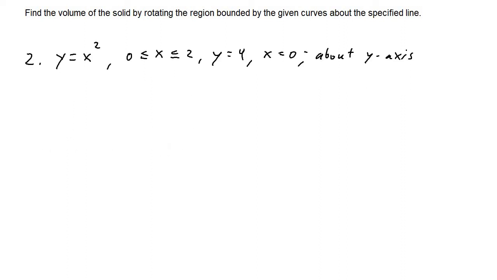Now for number 2, we have y equals x squared, and there's a restriction on that function where the x values range from 0 to 2. We have the line y equals 4, we have the line x equals 0, and we're going to rotate this region about the y-axis. So let's start by graphing these curves. Now if I go ahead and graph y equals x squared, it's going to look something like this.